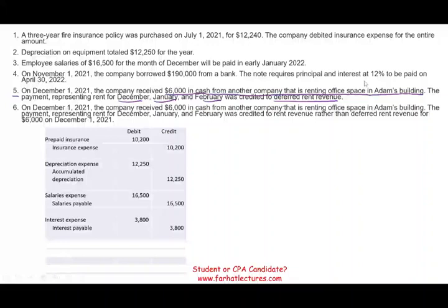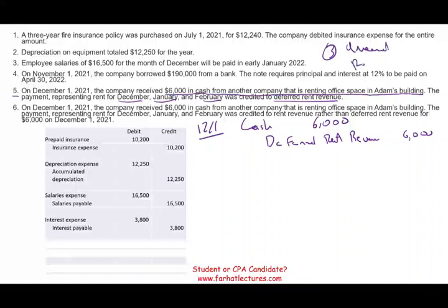Okay, so on December 1st, 12/1, we received $6,000 in cash. Good. We debit cash 6,000 and we credit deferred rent revenue, which is what they should have done. And in your textbook it might be called unearned revenue. That's fine. 6,000. This is the third type of adjusting entries, unearned revenue. It means you received the money, but you haven't earned it yet. And they did it properly as of December 1st. They debited cash, credited deferred rent revenue.